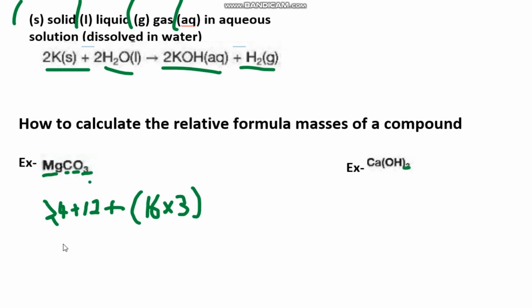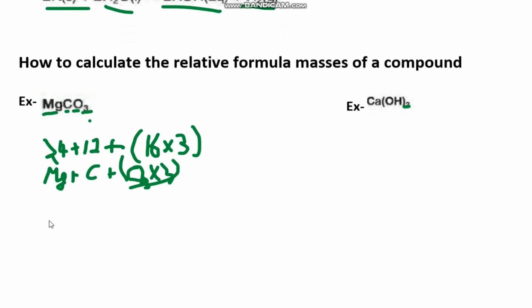Alright, so this means that we have magnesium here, we have carbon here, we have O3, or should we say O into 3. Then we'll get an Mr, which is the symbol of relative formula mass of a compound, which is 84. It's just that simple. If you don't understand this, just email. I will just put my email address below.